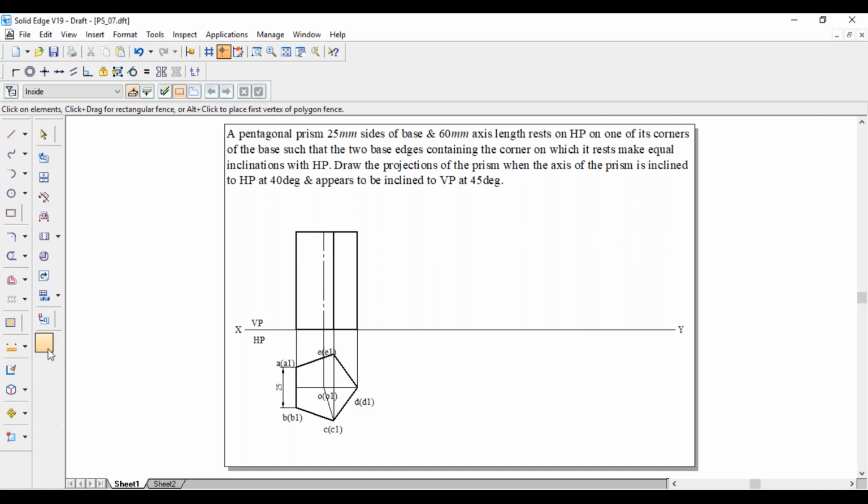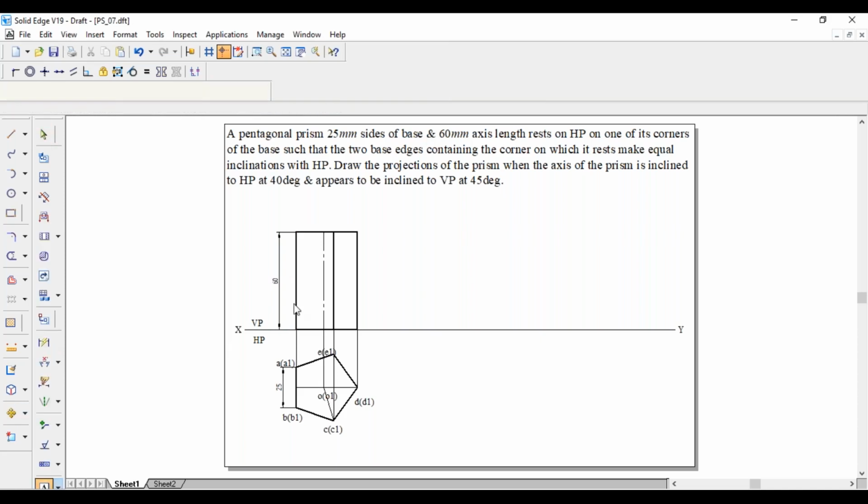This length will be 16. This B1 is visible, A1 is invisible. So this one is B1 dash in the bracket A1 dash. C1 is visible, E1 is invisible. So C1 dash in the bracket E1 dash, and this one is D1 dash.